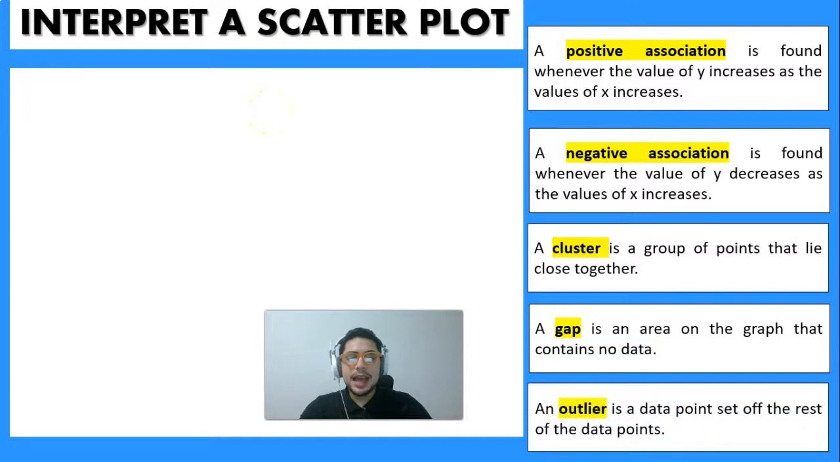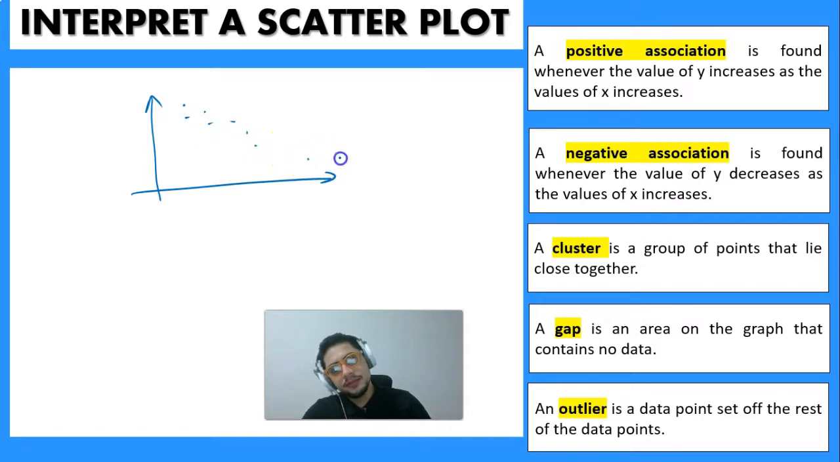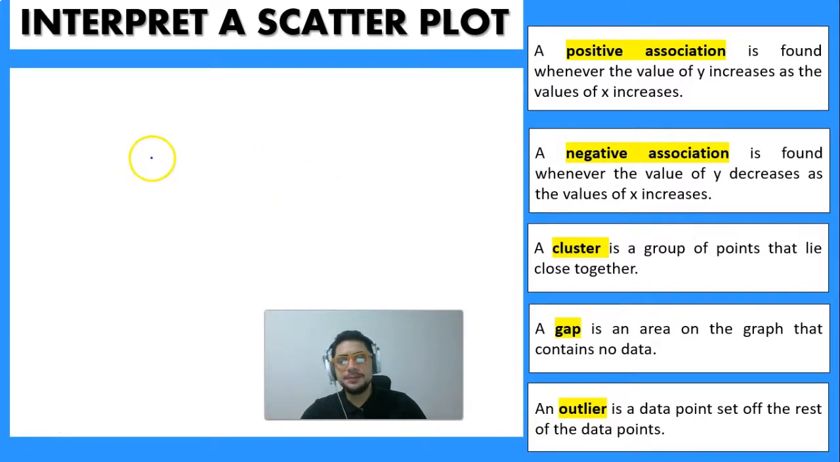Then a gap and the outlier are also two terms that we're going to be seeing. A gap is an area on the graph that contains no data, and the outlier is a data point set off from the rest of the data points. So if we have a graph like this, and we have a point that is completely off the rest of them, and we see that it doesn't follow the same trend, we're going to call that an outlier, right? And we see that this space where we have no data is going to be called the gap, okay?